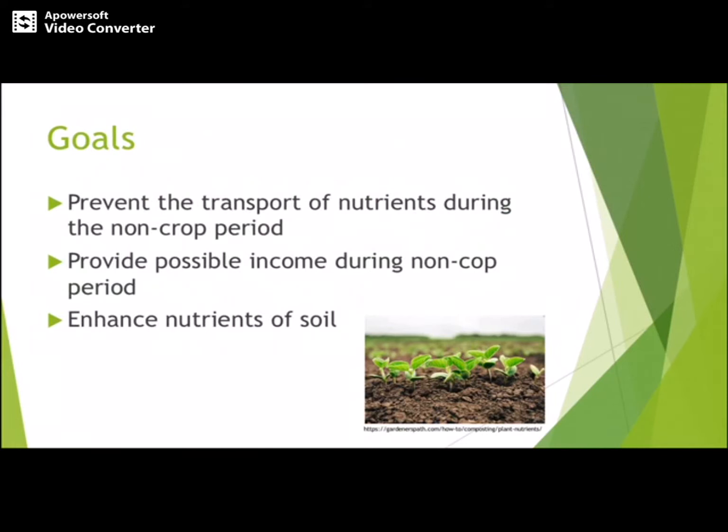The goals of cover crops are to prevent the transport of nutrients during the non-crop period, to possibly provide income during the non-crop period, and the main one, to enhance the nutrients of the soil.